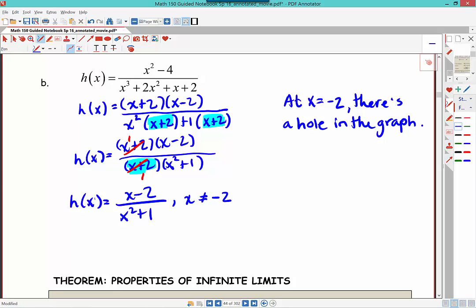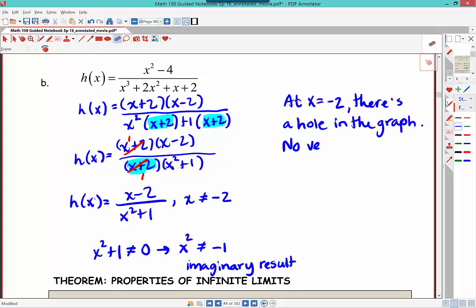Now, is x squared plus 1 ever equal to 0? That would be the only other problem child. This guy can't equal 0. So if you continued to solve, do you see you would get x squared can't be -1? But isn't that imaginary, right? So there is no other way that the denominator can be equal to 0. So we have no vertical asymptotes. We just have a hole in the graph when x is -2.